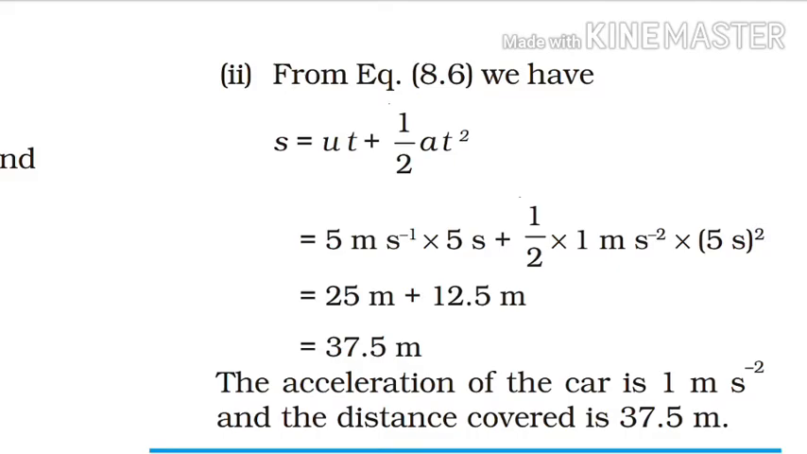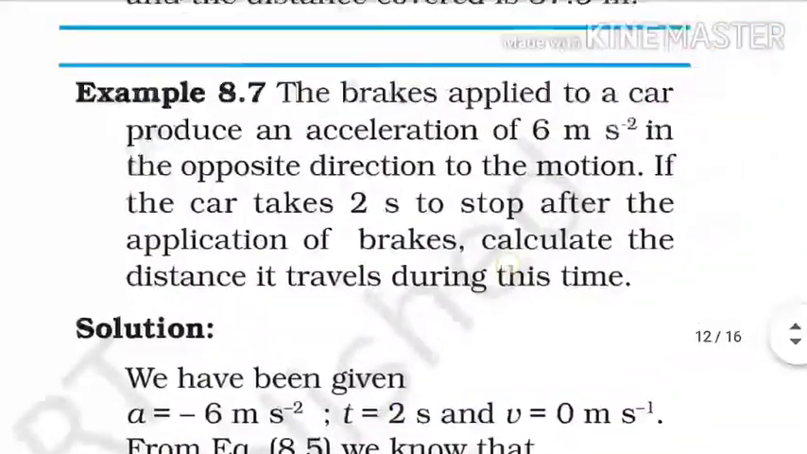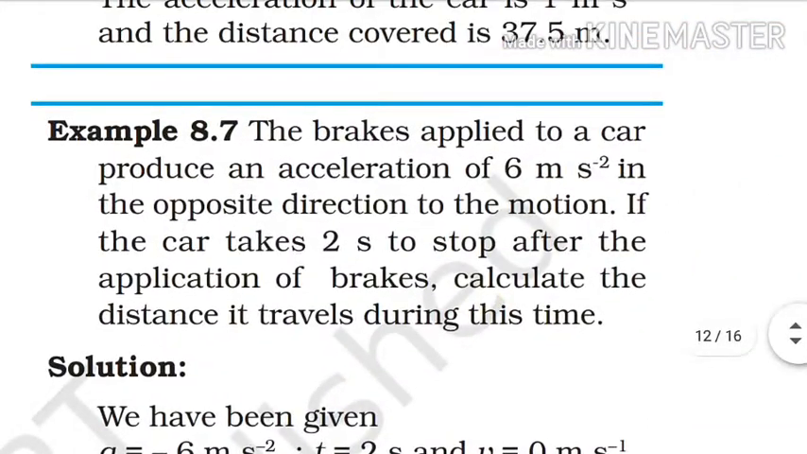Okay, now come to example 8.7. The brakes applied to a car produce an acceleration of 6 meter per second square in the opposite direction to the motion. If the car takes 2 seconds to stop after the application of brakes, calculate the distance it travels during this time. The question says that the brakes applied to a car produce an acceleration of 6 meter per second square.